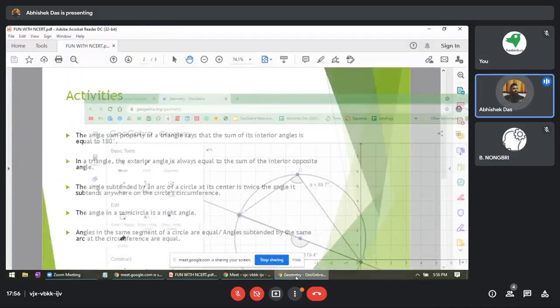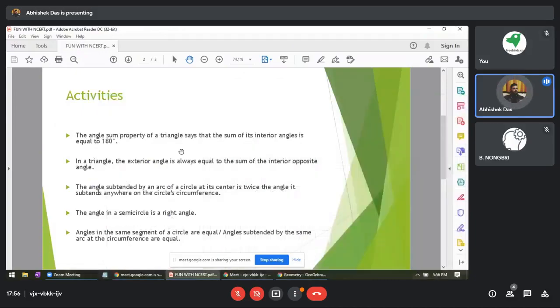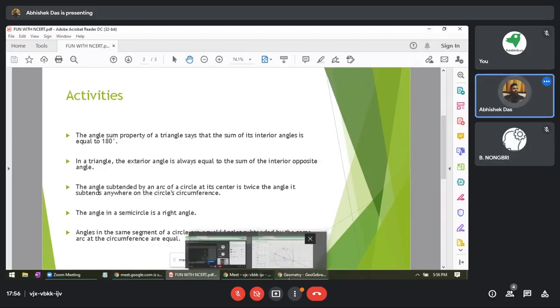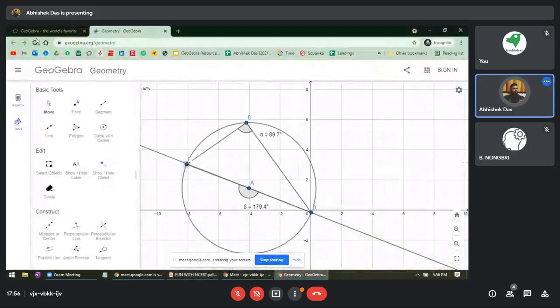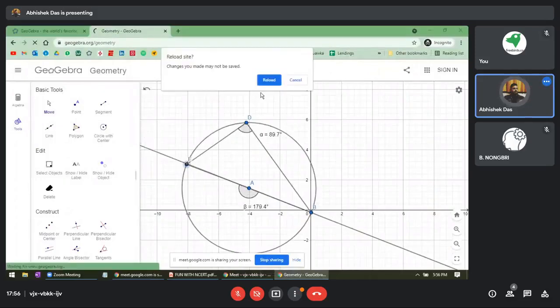Now let's look at some more theorems. Angles in the same segment of a circle are equal, or angles subtended by the same arc at the circumference are equal. Let's go back to this geometry. Let me clear this up again.